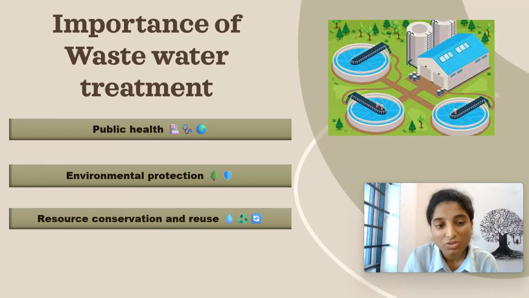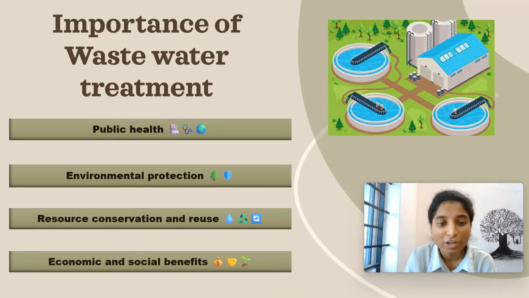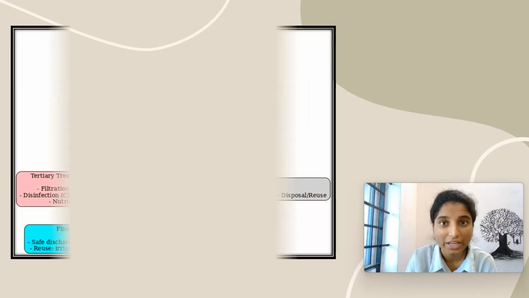And next comes resource conservation and reuse. As we belong to one generation and the upcoming generation also needs the resources to thrive, we should carefully conserve the water and give them the cleanest water. And economic and social benefits. Water is the basic source of life, and it is used in agricultural, industrial, and many other sectors, so we need to take care of that.